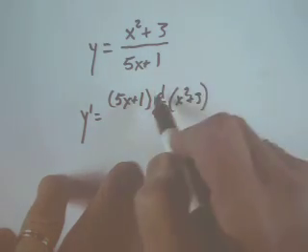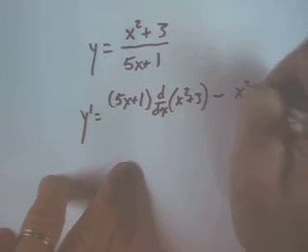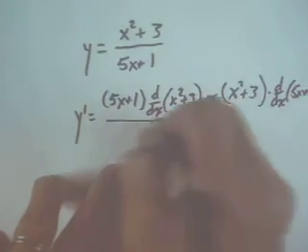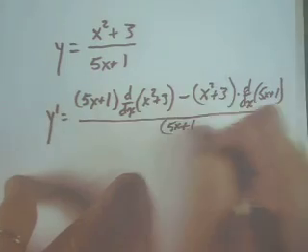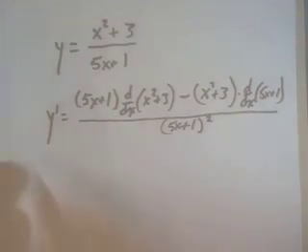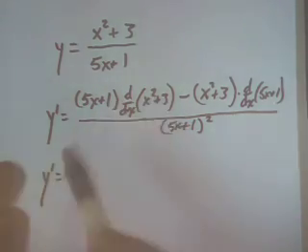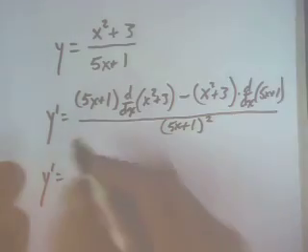So we have low times the derivative of the high minus high function, x squared plus 3, times the derivative of the low function, 5x plus 1, all over the square of what's below. So 5x plus 1 being squared. Okay? On our next step, we'll actually take the derivative. You notice we didn't perform the differentiation here nor here, so we will do that now.